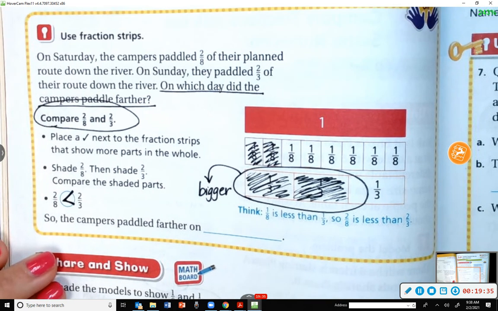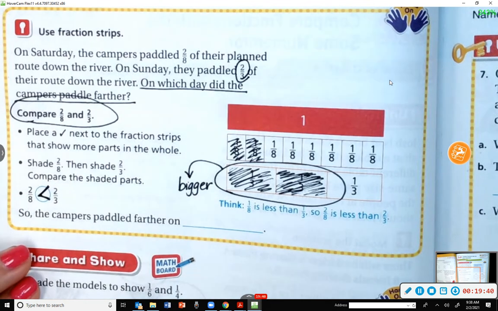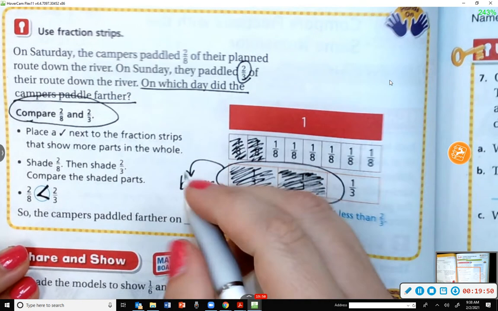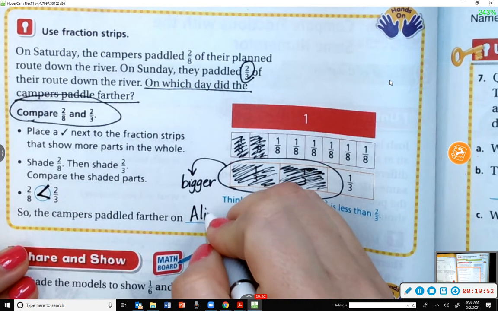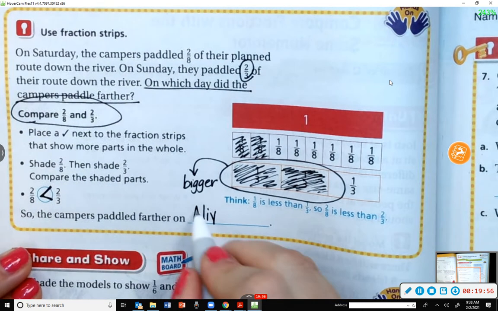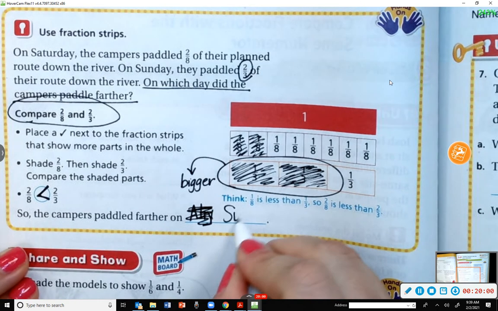Well, let's go back and see. 2/3 goes with which day? 1/8. Which day? 1/8 is not a day. First day? Sunday. Thank you, Aaliyah. Oh, and see, look at me. Now I'm writing Aaliyah. Aaliyah's not a day either. Sunday.